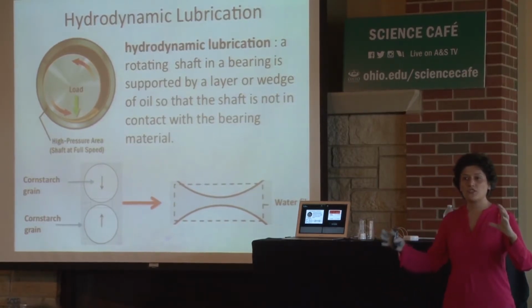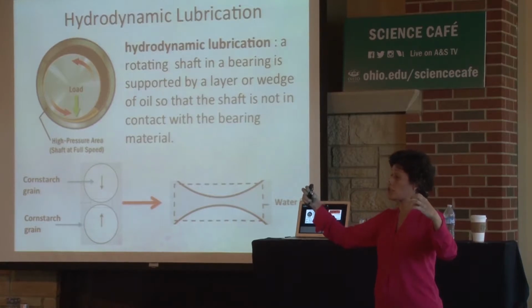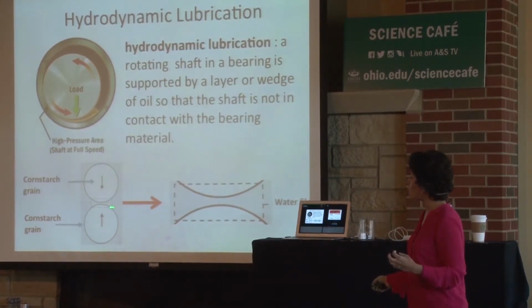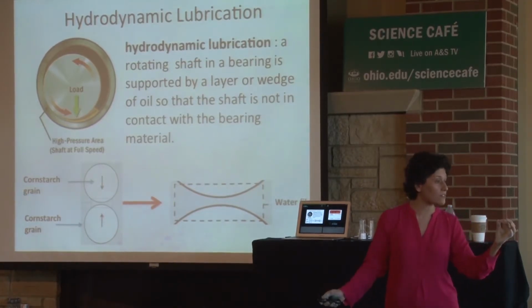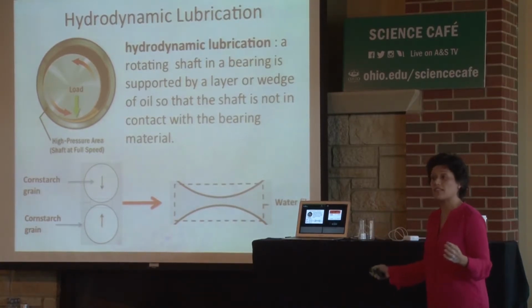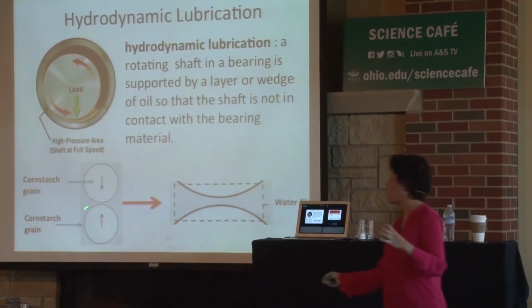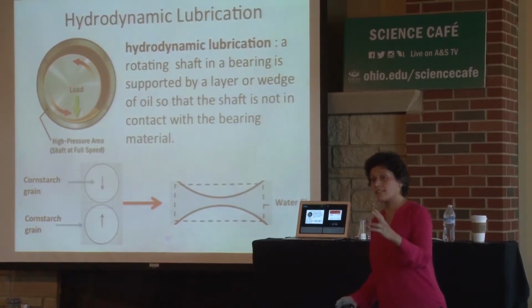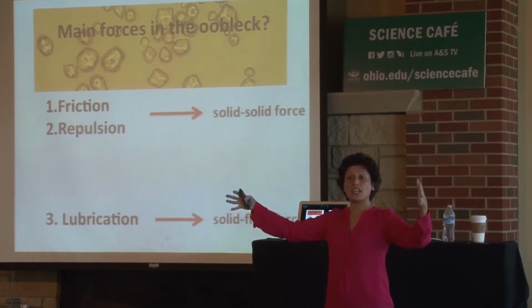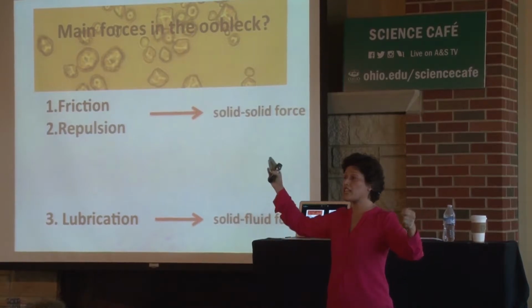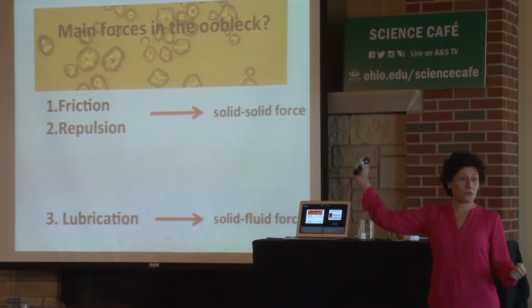Now, why am I introducing that? Because to make Oobleck, you're adding these grains of cornstarch into water. So if these are my cornstarch grains in the water, there is always a thin film of water between these grains, right? The same as this journal bearing problem. So you would expect some pressure to build up between these grains, okay? So this is the third force. So now I have an assembly of cornstarch and water, and I know that there are three main forces playing roles here: friction, repulsion, and lubrication, okay?